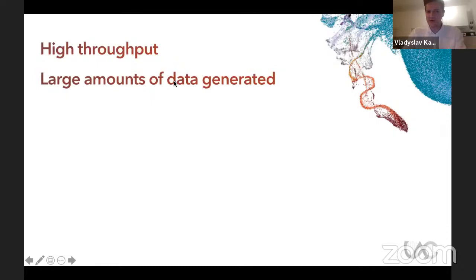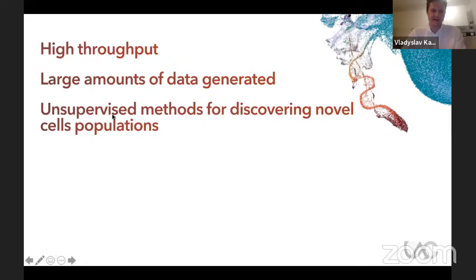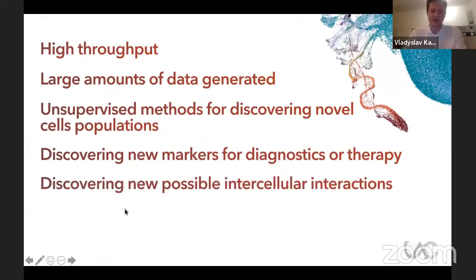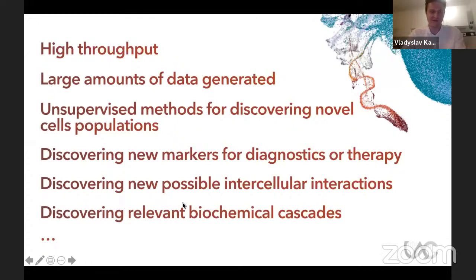And when you're doing the bioinformatics analysis of your data, it allows you to use mostly unsupervised methods that would be statistically appropriate in that case for discovering, for example, novel cell populations. Or with this unsupervised method, you can even discover new markers for diagnostics or therapy in case of some diseases like multiple sclerosis and so on. Or you can discover new possible intercellular interactions. And that is a very nice technique, as you see, with a lot of benefits, with a lot of data generated, and with a lot of possibilities afterwards to work with your data.